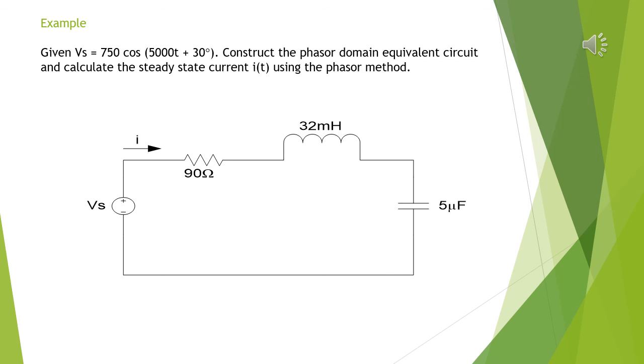For example, given voltage source is 750 cos(5000 t plus 30 degree). Construct the phasor domain equivalent circuit and calculate the steady state current i(t) using the phasor method. The circuit is as shown in the slide.